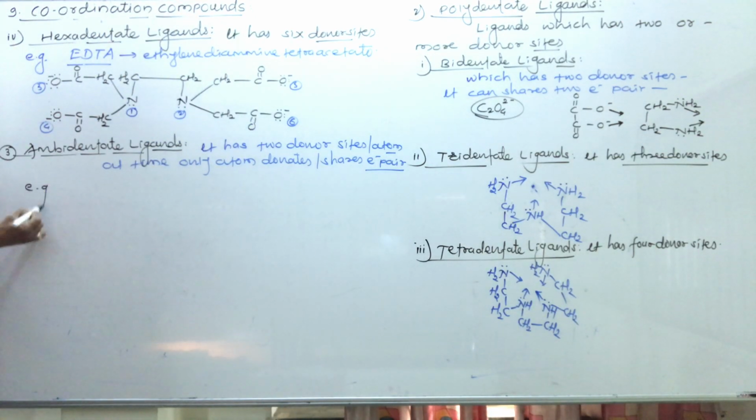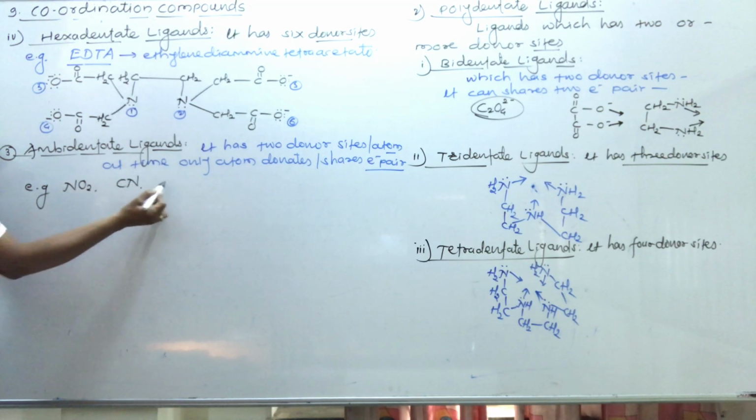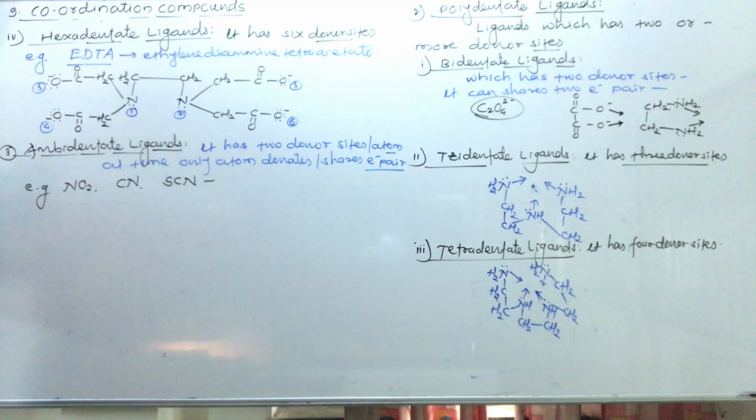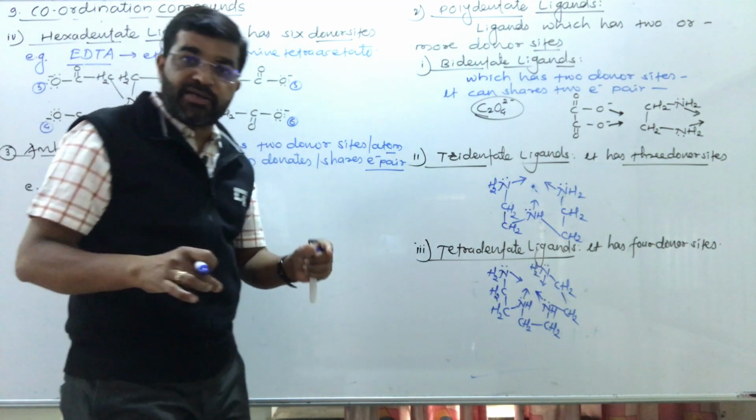For example, NO2, cyanide and thiocyanate are examples of this. Because here nitrogen has this structure, N double bond O, and here O minus, N plus, with 3 lone pairs and 2 lone pairs. What happens sometimes?